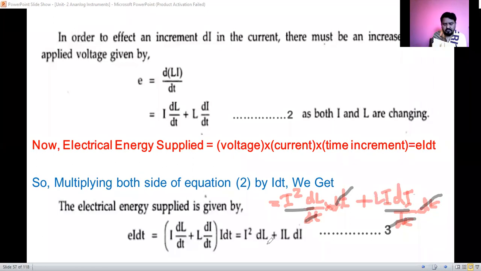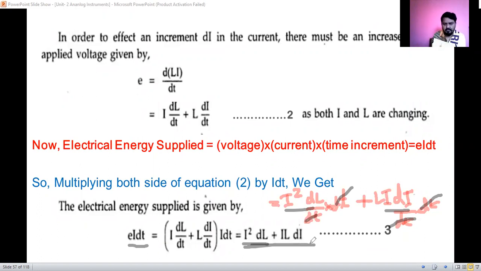So that is equation number 3 we are going to consider. This is the energy supplied. We have calculated the energy supplied: EI dt equals I square dL plus I L dI. That is equation number 3.